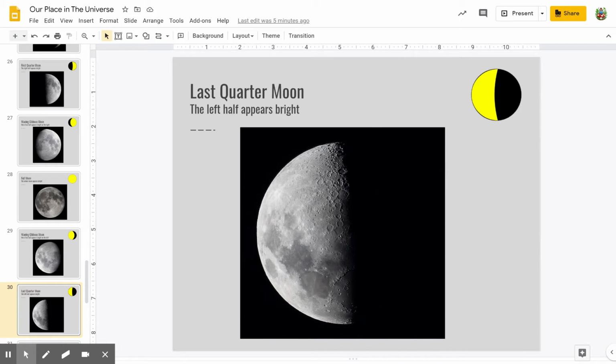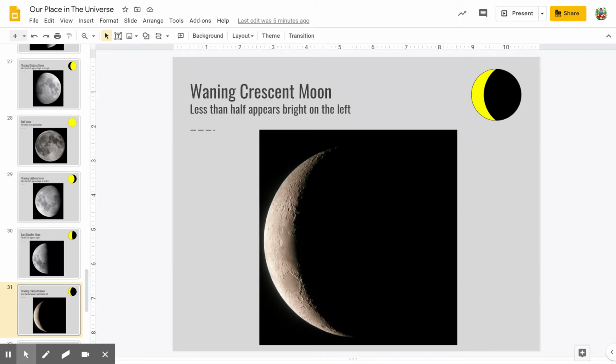The next moon phase is the last quarter moon. The left half of the moon appears bright. So if we were to look at this in the night sky, you'd see that picture just like in the middle, this big picture right here. And this is what it would look like if you were drawing it on your diagram. The left-hand side of the moon is bright.